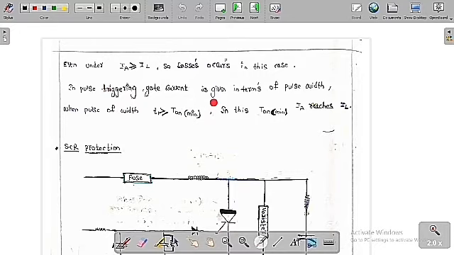So the different ways are the forward voltage method, dV by dt triggering, light triggering, thermal triggering, and gate triggering. These are the 5 methods by which we turn on the SCR. The first is the forward voltage, the second is dV by dt triggering, the third is light triggering, the fourth is thermal triggering, and the fifth is gate triggering. By all these trigger methods we turn on the SCR.